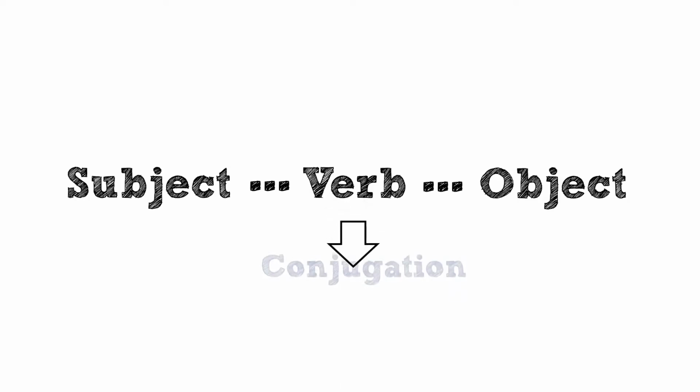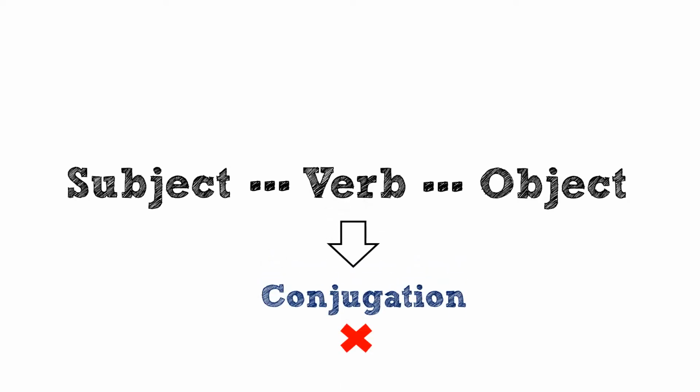A sentence in Bahasa Indonesia starts with subject, verb, and object. Verb in Indonesian doesn't have conjugation, and object doesn't have gender.